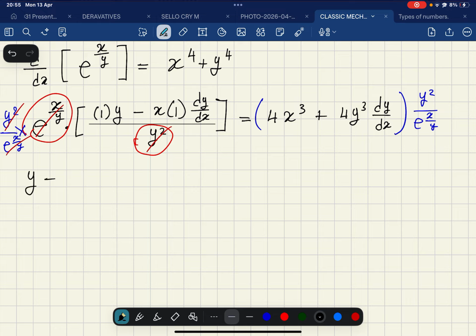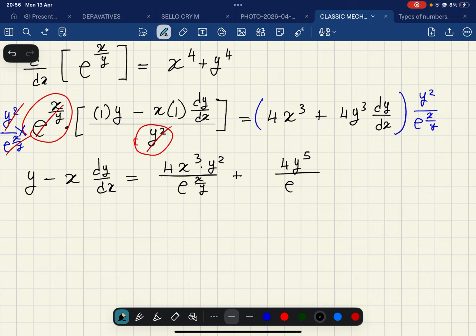With y minus x dy over dx, which is equal to, I can distribute that there. I will get 4x cubed multiplied by y squared divided by e to the x over y, plus on this part I will get 4y to the 5 divided by e to the x over y. Then I have the dy over dx.